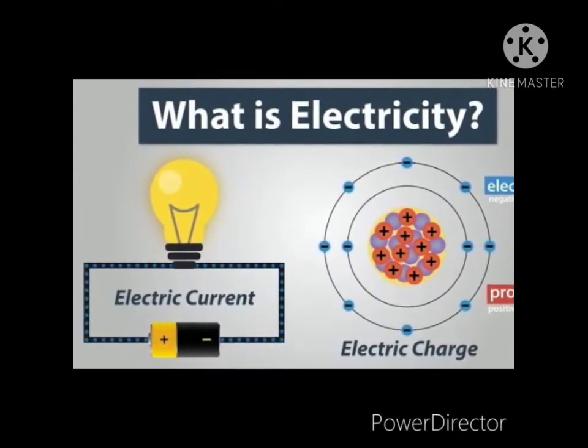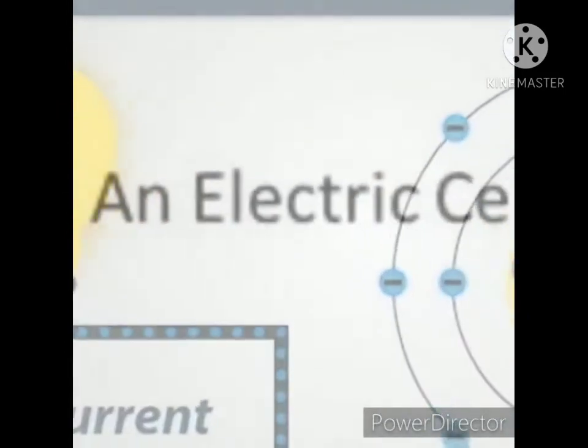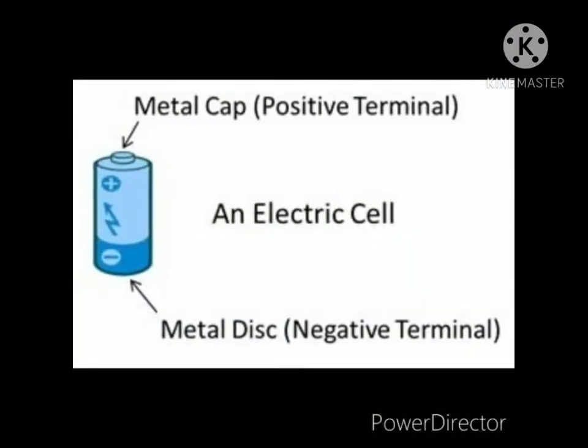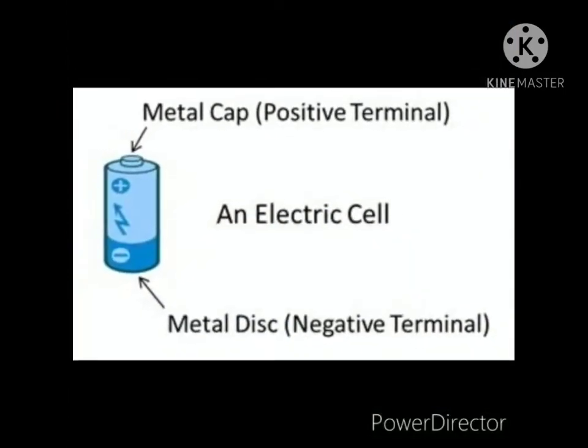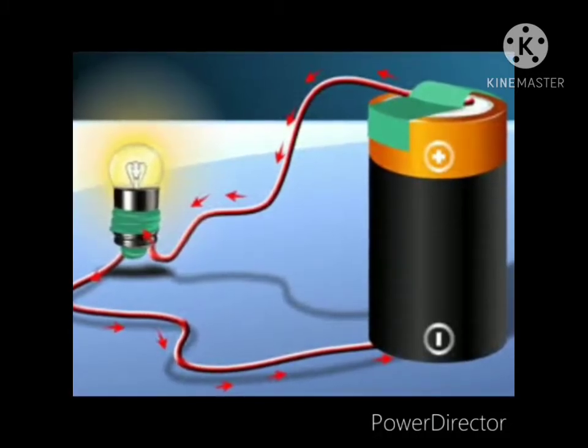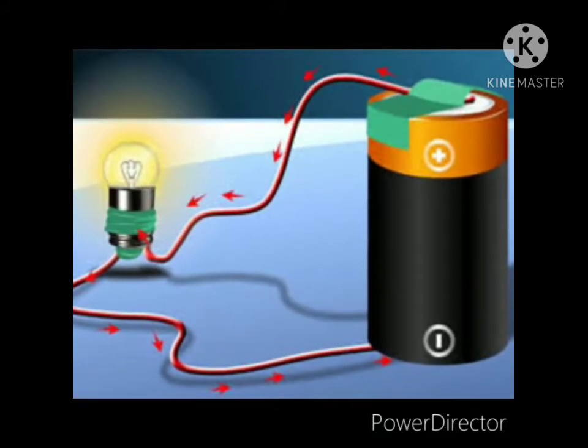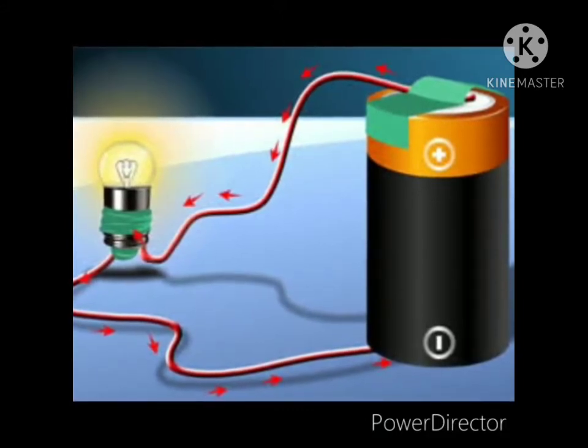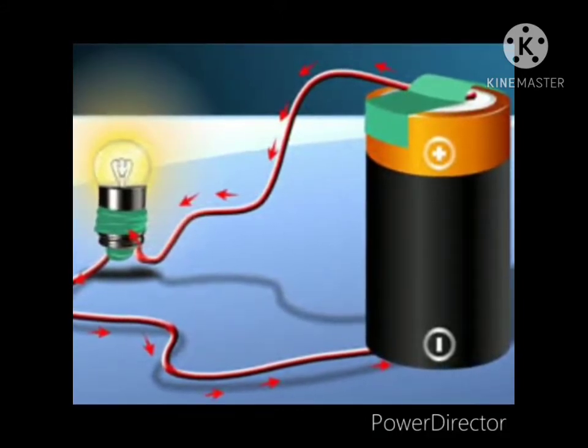The source of electricity is an electric cell and battery. Electric cell, it is a small source of electricity. It converts chemical energy into electrical energy. The electricity is produced by the chemicals stored in the cell.